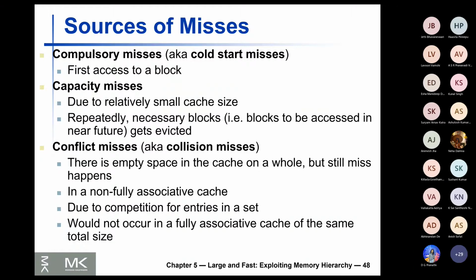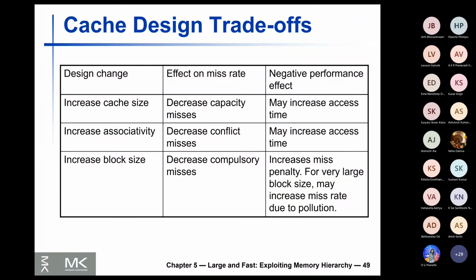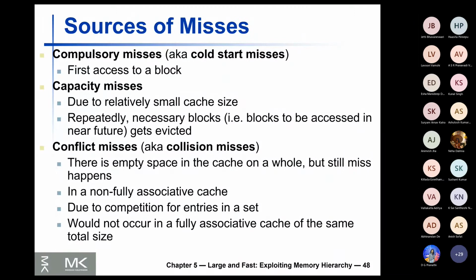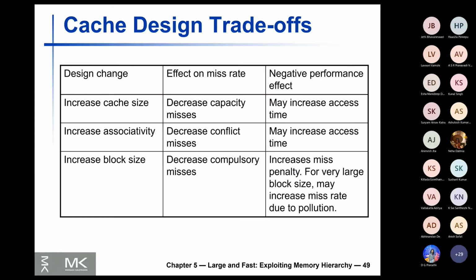And the conflict miss is related to the capacity miss, in that there is empty space in the cache on the whole, but still misses are happening. This can happen in a set associative cache due to competition for entries in a set. It would not occur in a fully associative cache of the same total size, because there are empty spaces, so the block could have gone and sat anywhere.